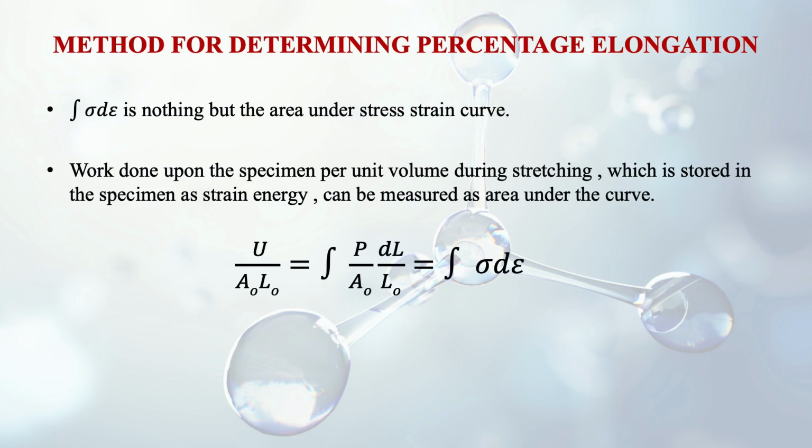Work done upon the specimen per unit volume during stretching, which is stored in the specimen as strain energy, can be measured as area under the curve and is known as toughness. Next we come to the property of resilience. We discussed toughness and now we discuss resilience.